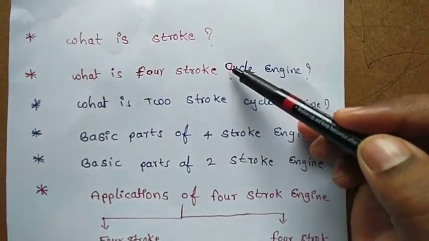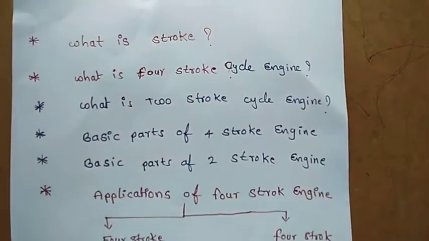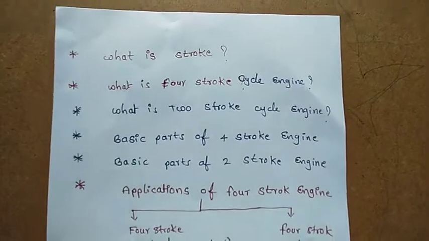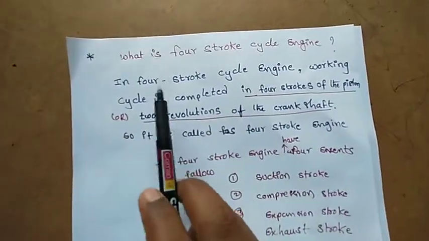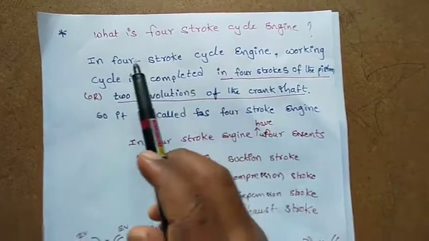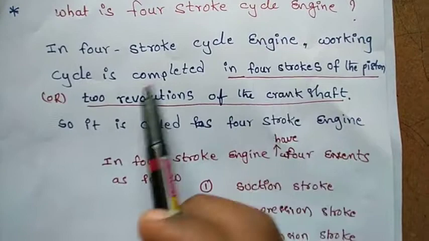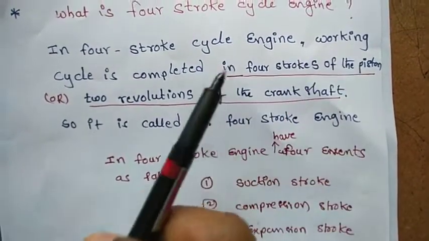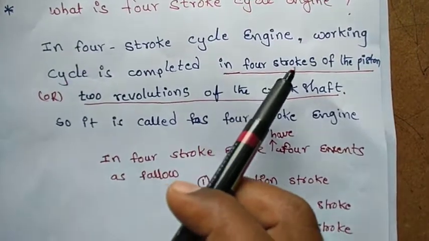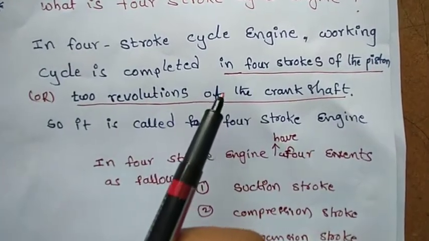Next we will see the second topic, what is a 4-stroke cycle engine. See in this slide: in a 4-stroke cycle engine, the working cycle is completed in 4 strokes of the piston, or 2 revolutions of the crankshaft.